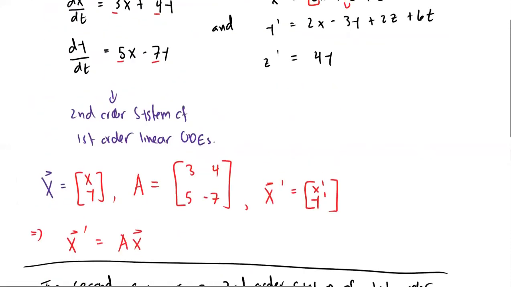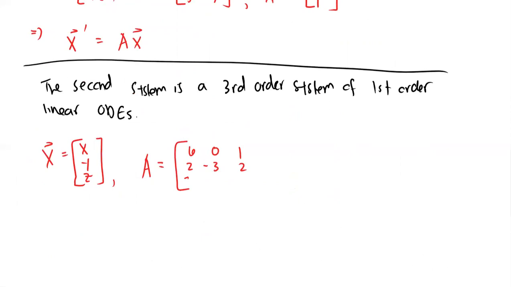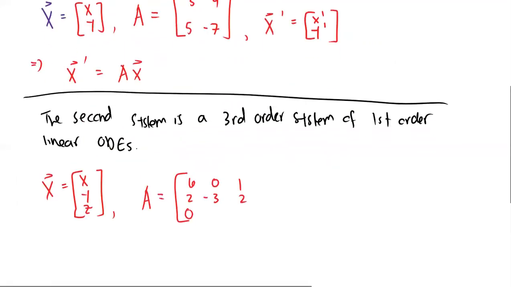Then the last row, we have 0x plus 4y plus 0z. So 0, 4, 0. Oh, sorry, not 4 for z, it's 0, because it's 0 times z.